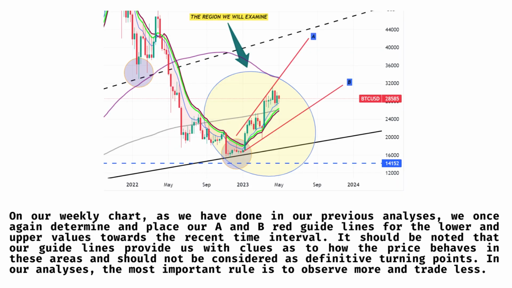On our weekly chart, as we have done in our previous analyses, we once again determine and place our A and B red guidelines for the lower and upper values towards the recent time interval. It should be noted that our guidelines provide us with clues as to how the price behaves in these areas and should not be considered as definitive turning points. In our analyses, the most important rule is to observe more and trade less.